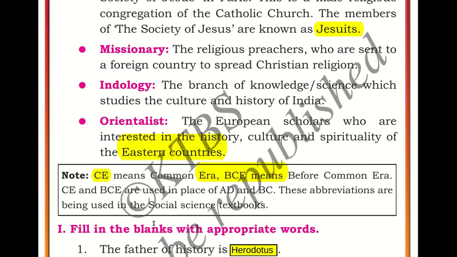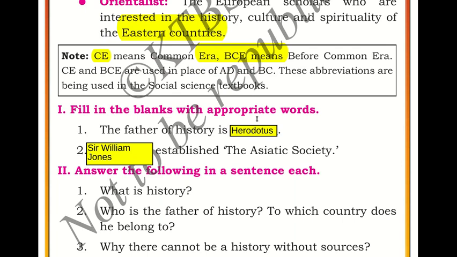Alright, that is the end of the lesson. Now let's start with the fill in the blanks with appropriate words. The father of history is Herodotus. Next we have: Sir William Jones established the Asiatic Society.